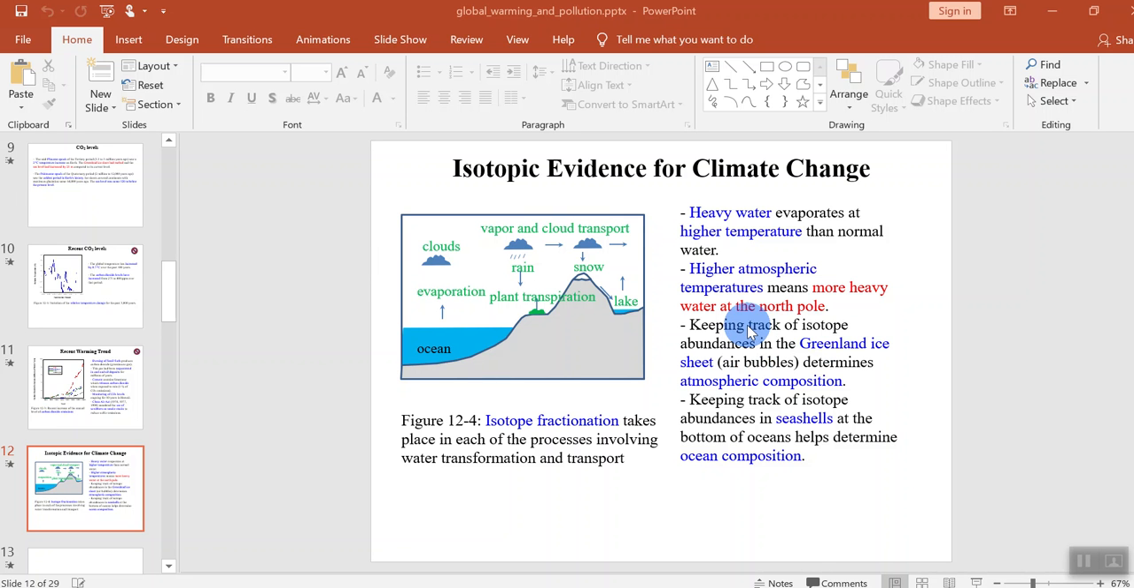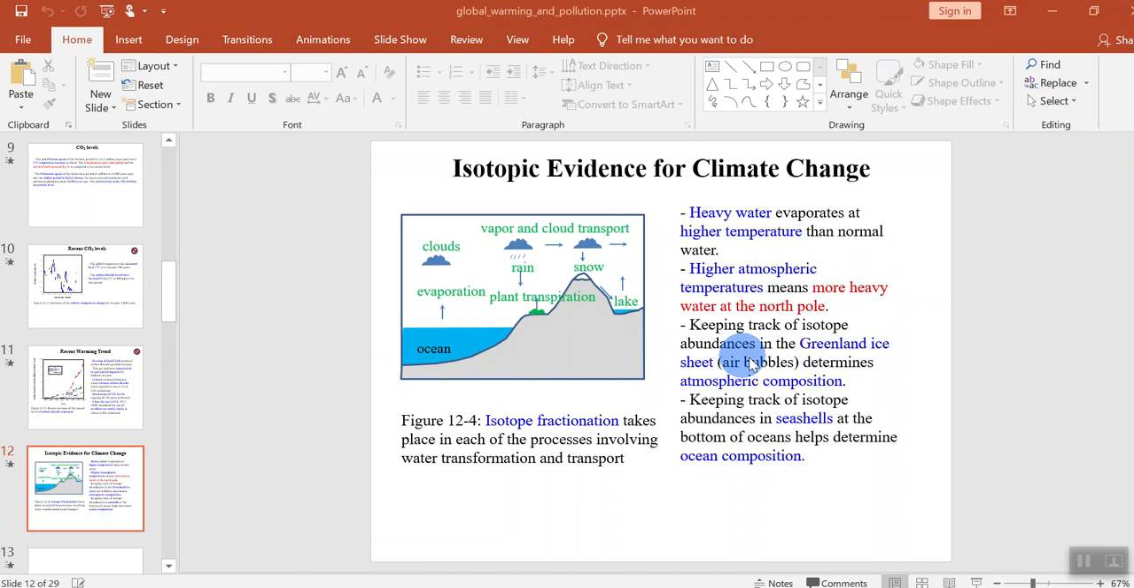Also, there are tiny bubbles trapped in ice. These bubbles contain carbon dioxide. So measuring the concentration of carbon dioxide in these bubbles gives us the atmospheric composition as far as carbon dioxide. So we know the depth because we know the layer in the ice sheet. We know the temperature due to levels of heavy water. And we know the carbon dioxide composition.